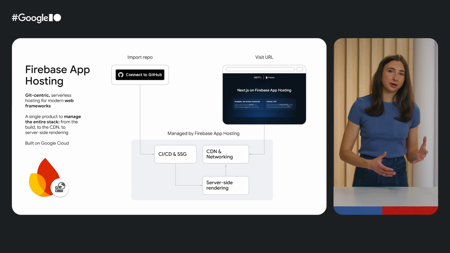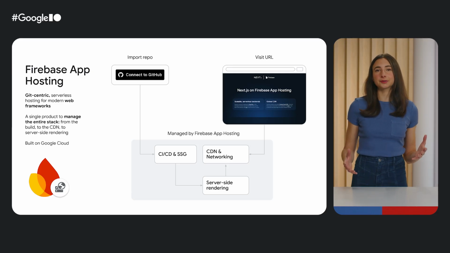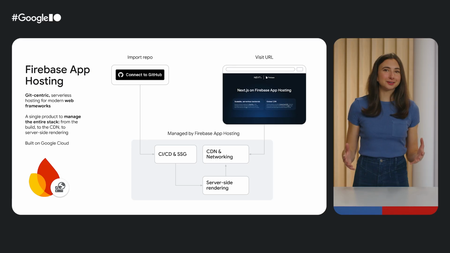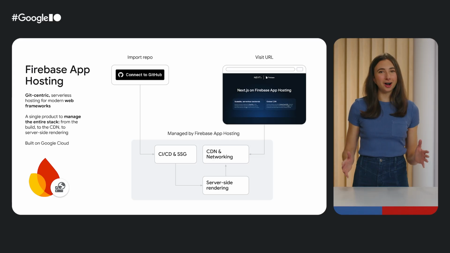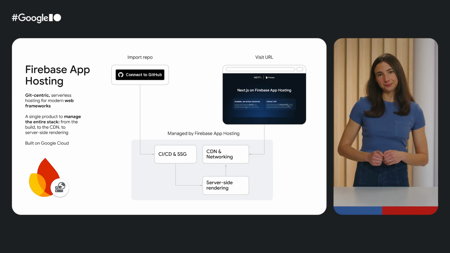But because these frameworks need a server, deploying an app isn't as simple as throwing a couple static files up on a CDN. You need a backend, but you also need a build environment for static site generation, and you still need a CDN for caching content. You need it all. With App Hosting, you don't have to worry about any of that. App Hosting manages the entire stack for you. I believe the best way to understand its value is to see it in action.